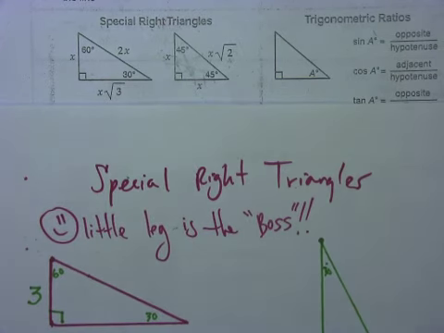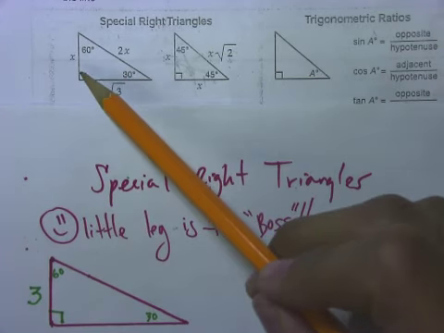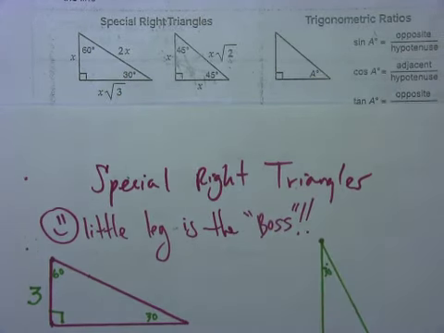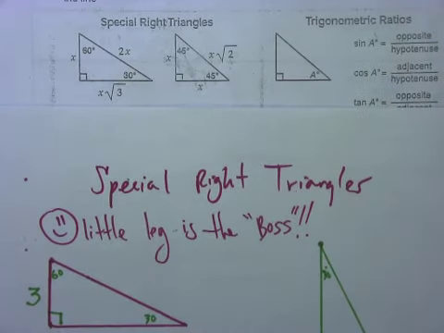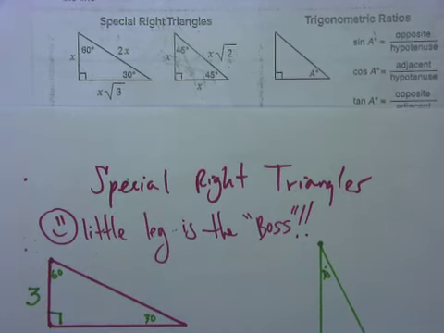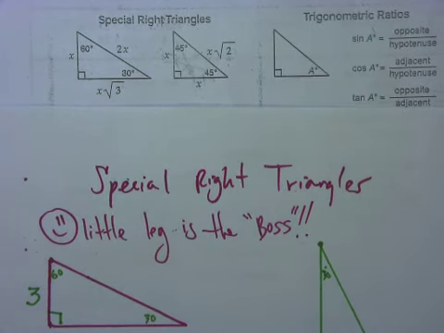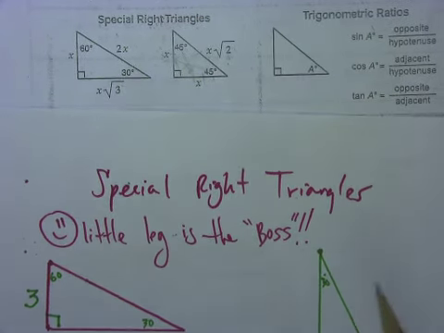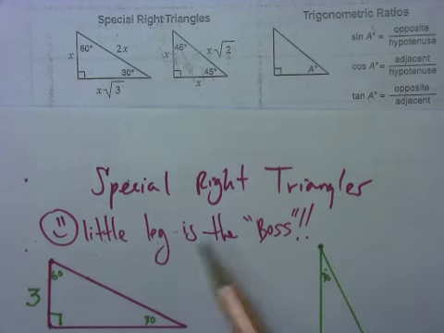Okay, so now we're going to continue with special right triangles. And this time we're going to discuss 30, 60, 90 triangles. Okay? In 30, 60, 90 triangles, we can see what the relationship here is between the three sides of the triangle. If I could give you any advice, I would probably tell you to remember that the little leg is the boss. The little leg tells everybody else what to do.